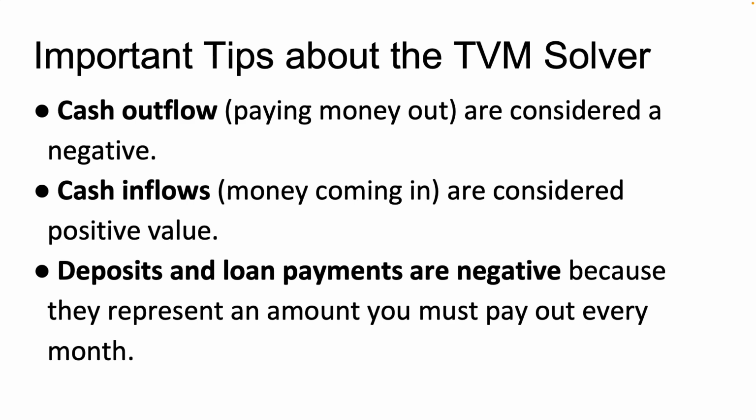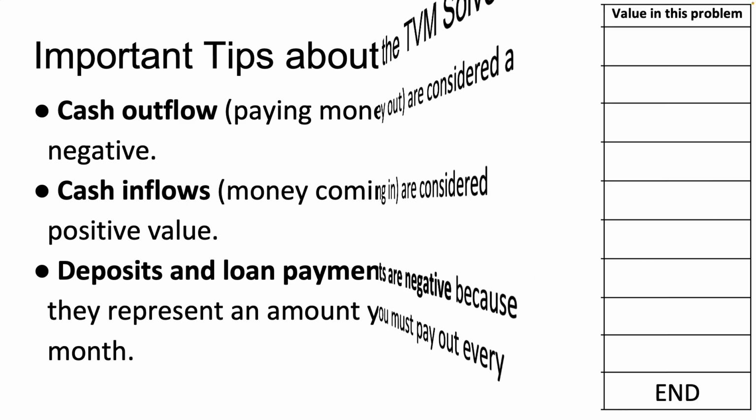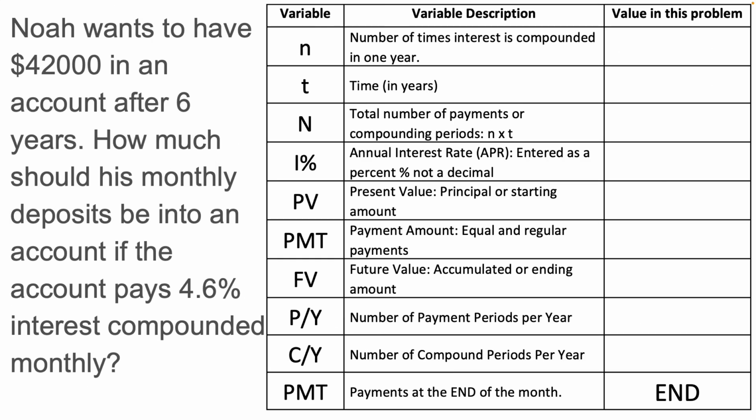Let's take a look at our problem statement. Noah wants to have $42,000 in an account after 6 years. How much should his monthly deposit be into the account if the account pays 4.6% interest compounded monthly? On the right-hand side of the screen, you should see a list of variables that are used in the TVM solver. Let's go through each variable and identify its value in the problem.